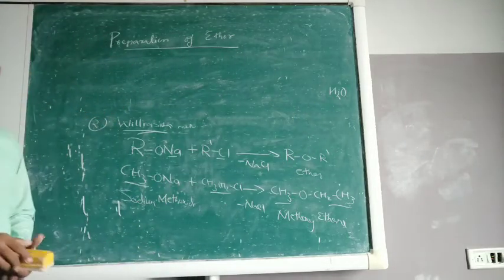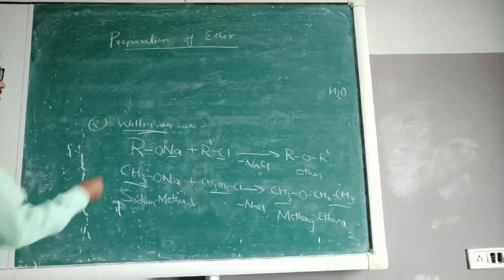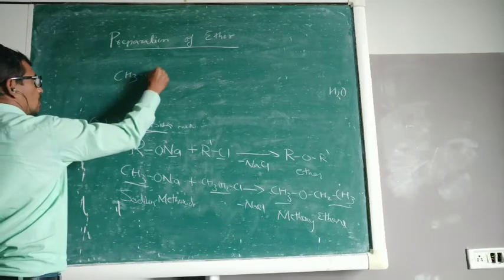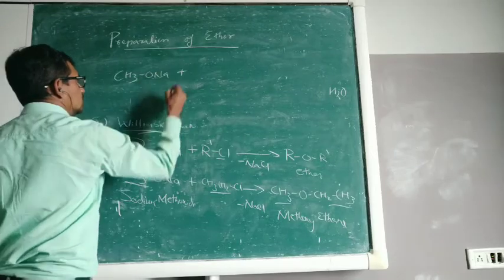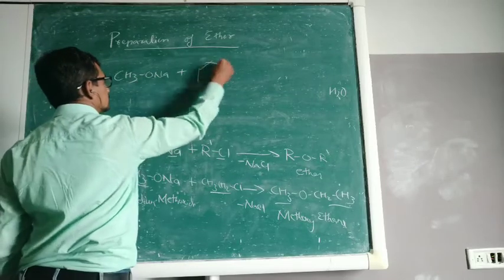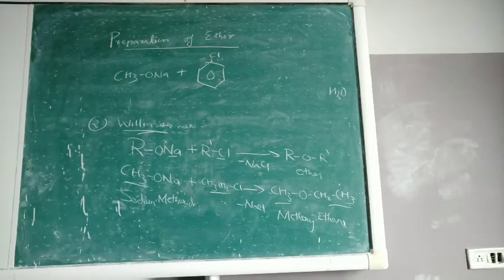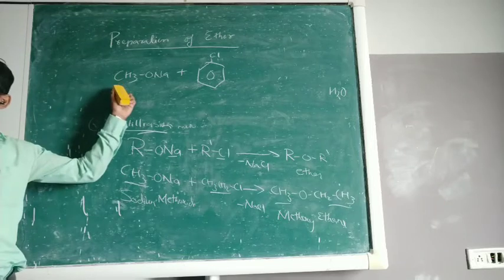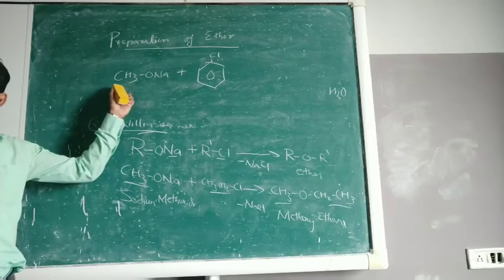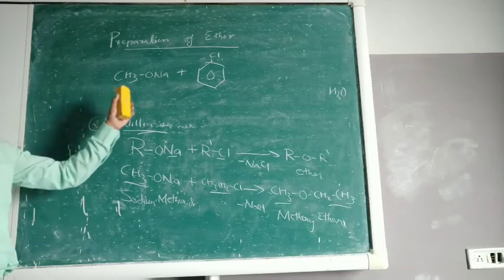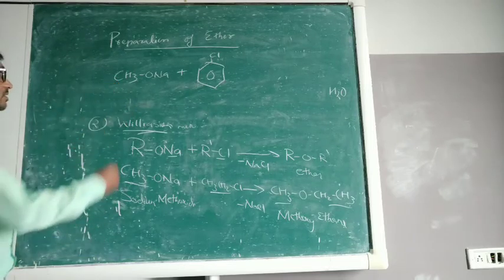Second example we take of this Williamson synthesis. I am taking CH3ONa when it is treated with chlorobenzene. Pay attention. It is aryl. What did I take? Both. Here also you can take the benzene. Then this will form a di-aryl ether. Benzene will come on both sides, and oxygen will come in the middle.